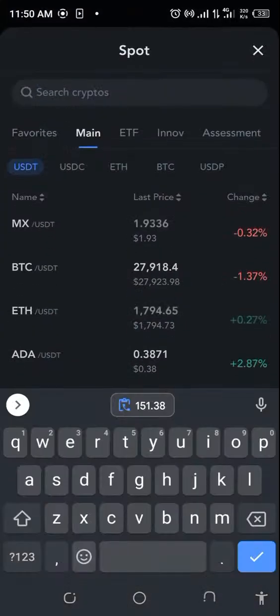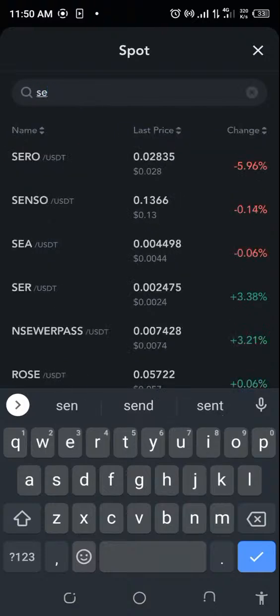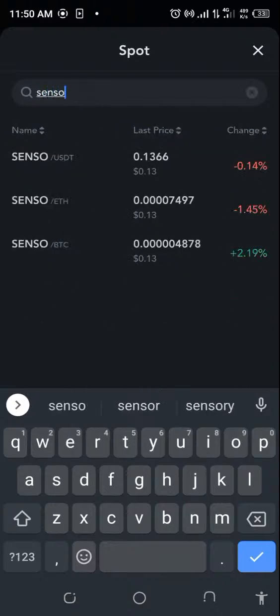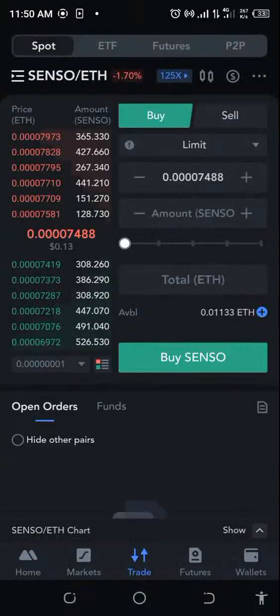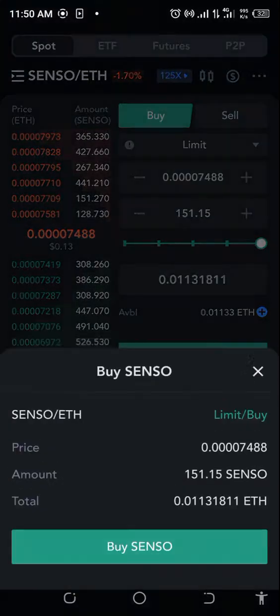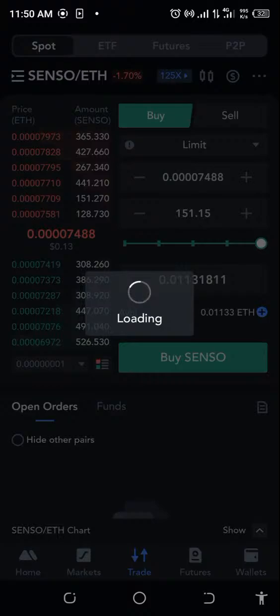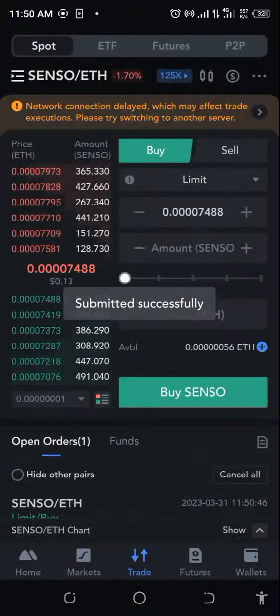Let's hope we won't be tied down by this Senso. Senso USDT, Senso ETH. Don't forget it was Senso ETH. Okay, so we need to buy 100%. Good. I hope this is going to work. I hope we wouldn't be put in the queue. Let's try and see. Oh, we are definitely in the queue.